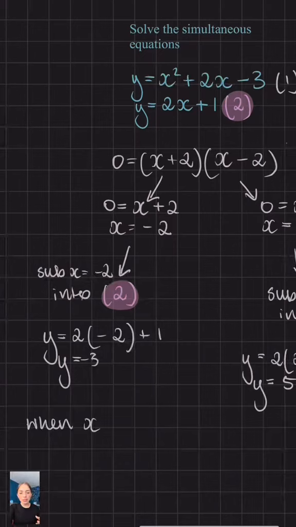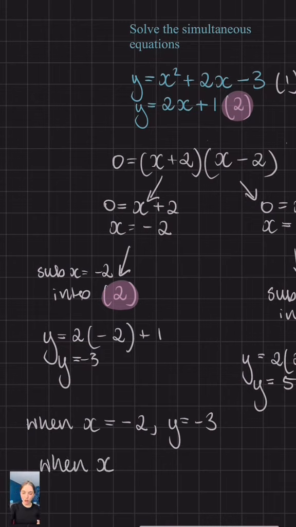Now this final step is extremely important because you cannot mix and match the x and the y values that you've got. So you need to write when x equals minus 2, y equals minus 3, and when x equals 2, y equals 5. These questions can be worth up to 4 or 5 marks, and now you know how to get those marks.